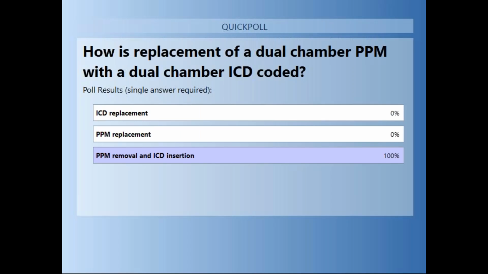Christy, we've got 100% of the audience saying it's the last one. It is PPM removal and ICD insertion. Okay, yes, good job. So that's one where we have little discussion today.